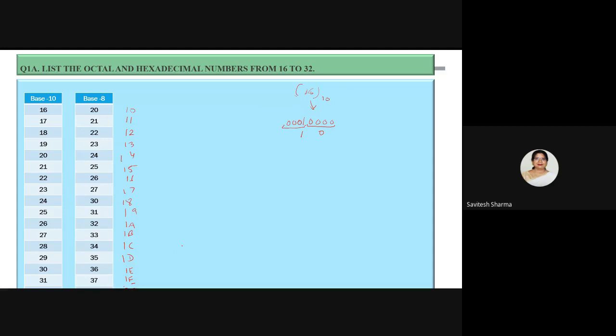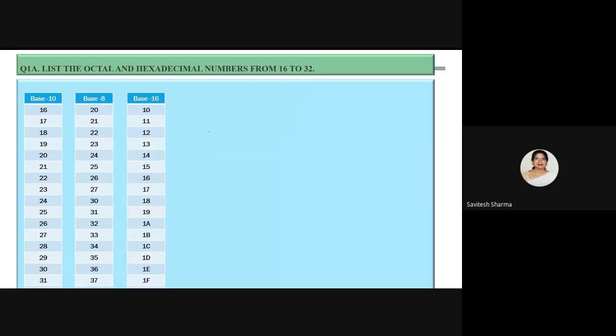Okay. So this is the solution for this question number 1A. Anyone, any doubt?